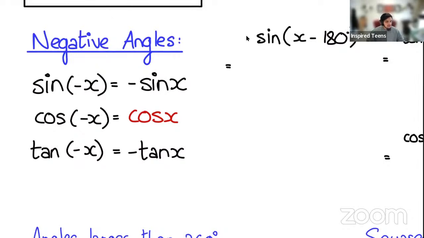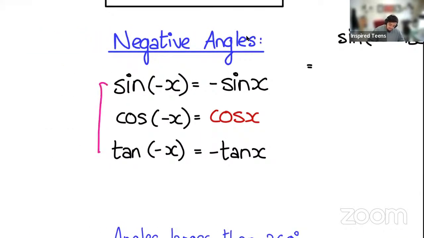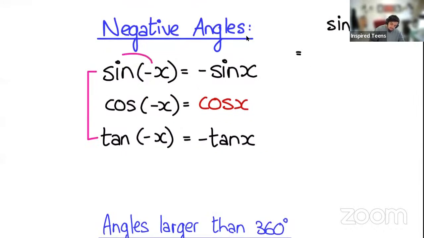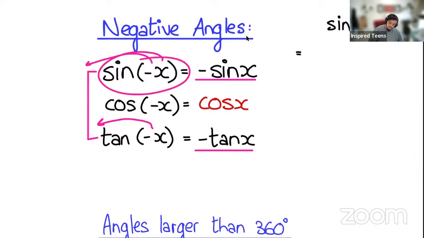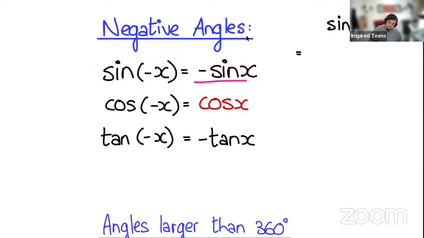So let's just say you had sine negative x. With sine and tan, you simply take those negatives out to the front, and it becomes negative sine x and negative tangent x. So sine negative x, so you have a negative angle, becomes negative sine x. And tangent negative x becomes negative tangent x.